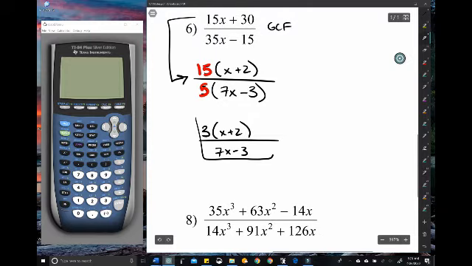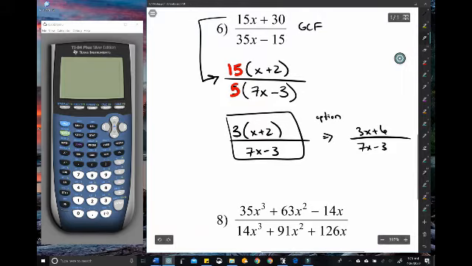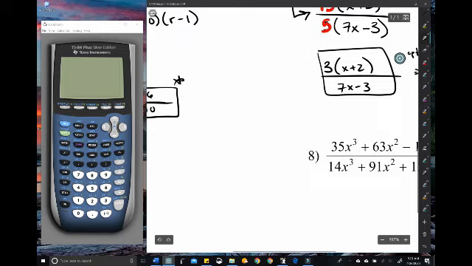If you want to redistribute the 3, that's optional. 3x plus 6 all over 7x minus 3. So that's an option to redistribute. Greatest common factor, and then cancel everything out.